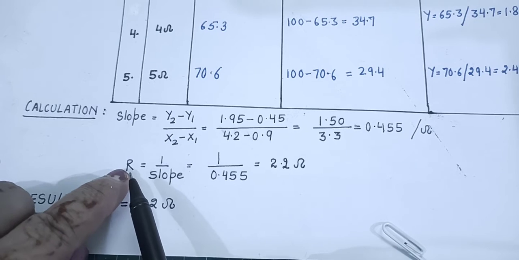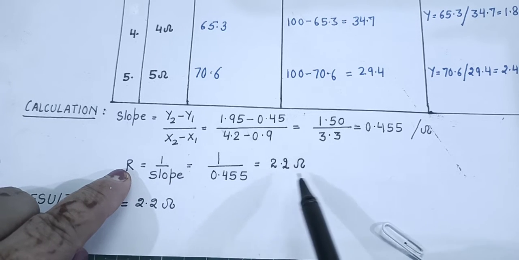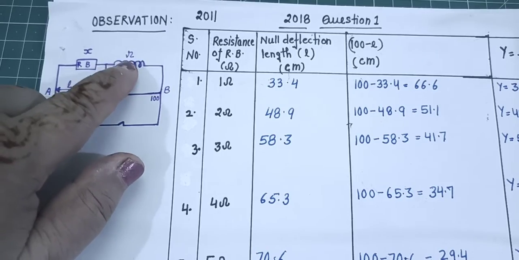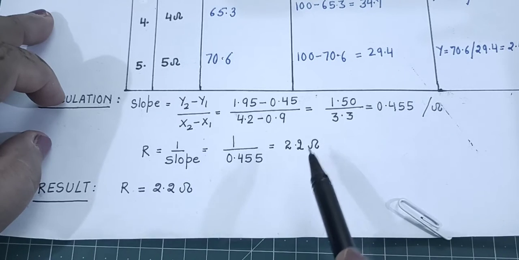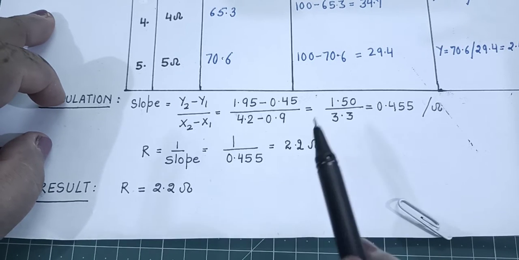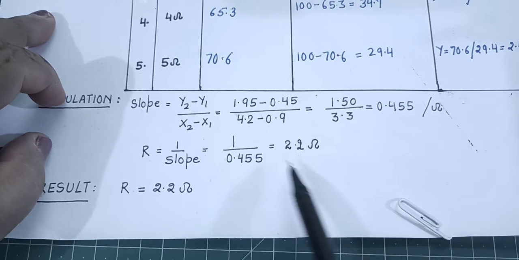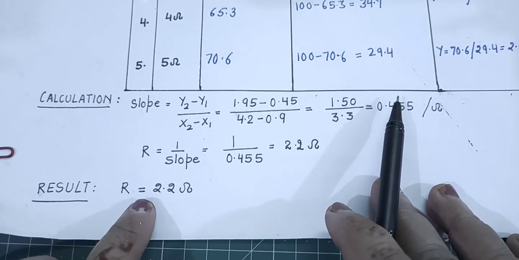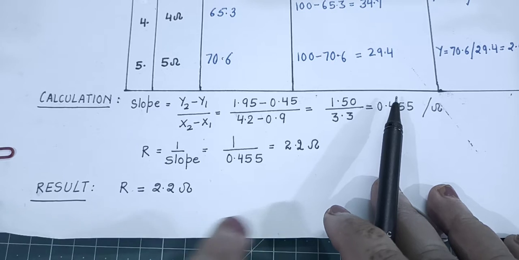Then they asked us to calculate a quantity R, which is 1 upon slope, and that we have calculated 2.2 ohm. Now in the analysis of the circuit, I explained you that they are asking us actually to calculate the value of this resistance, which is 2 ohm. So look at the result. Result within the 30% allowed error, result is quite close to 2 ohm. So this is perfect result. We have written result R is equal to 2.2 ohm. Take care of this thing.